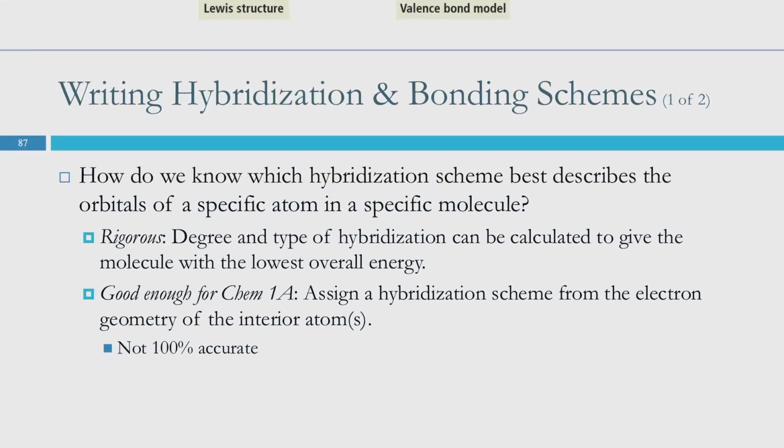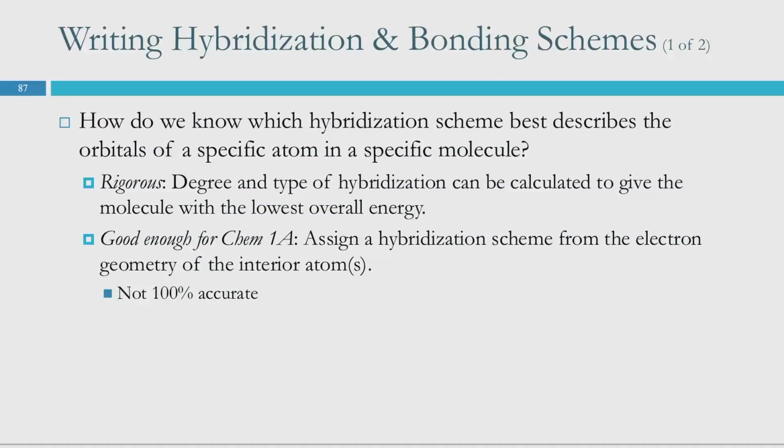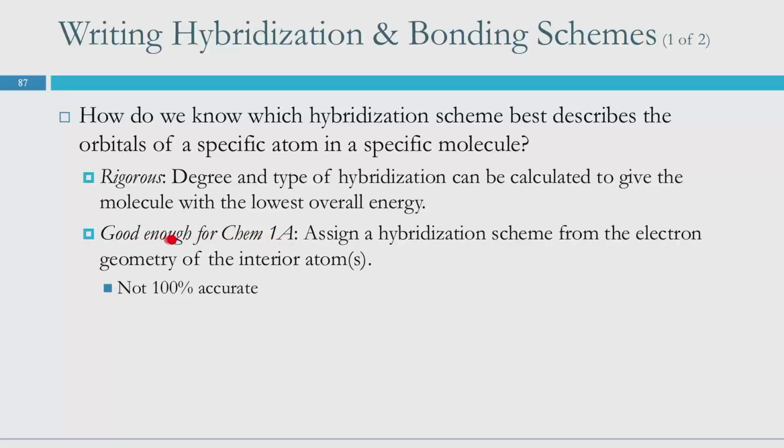Okay, if we want to write hybridization and bonding schemes, the rigorous way to do it would be to do calculations. Like throw it in a supercomputer and have it do all the calculations, or just probably a regular computer at this point. And it would be able to do a decent enough job. But for us, it's good enough to just assign a hybridization scheme based on the electron geometry.